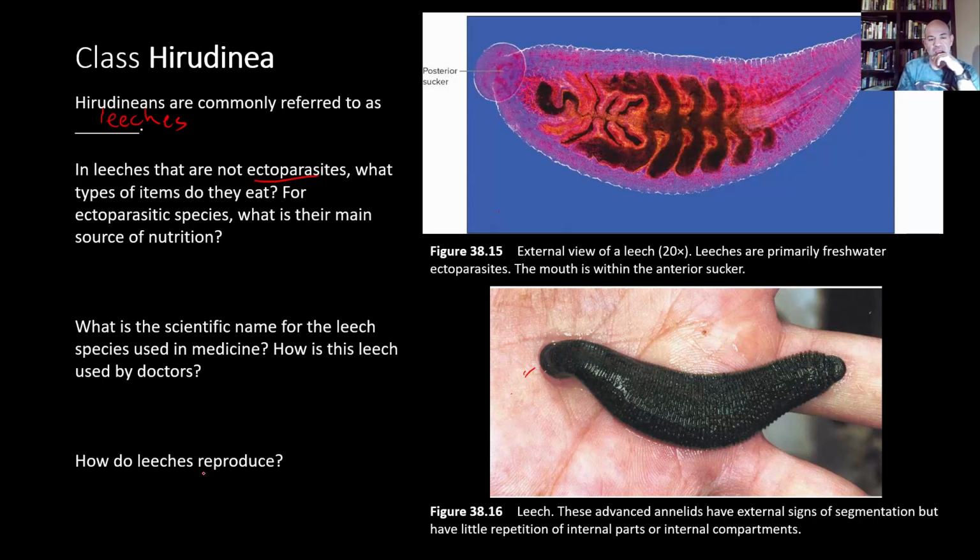So there is a little section on how leeches reproduce, and basically they are hermaphrodites, and it appears that these animals produce a packet of sperm called a spermatophore.